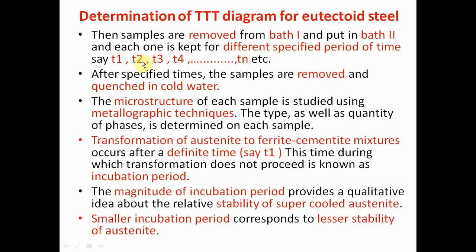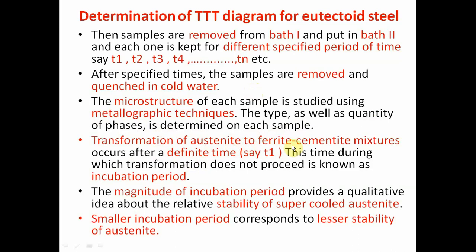So that is represented here as T1, T2, T3 and T4 and so on. After a specific time interval, the samples are removed and then quenched in a water bath for transformation to occur. The microstructure of each sample is then studied by using a metallographic technique. The type as well as quantity of phase is determined for each sample.